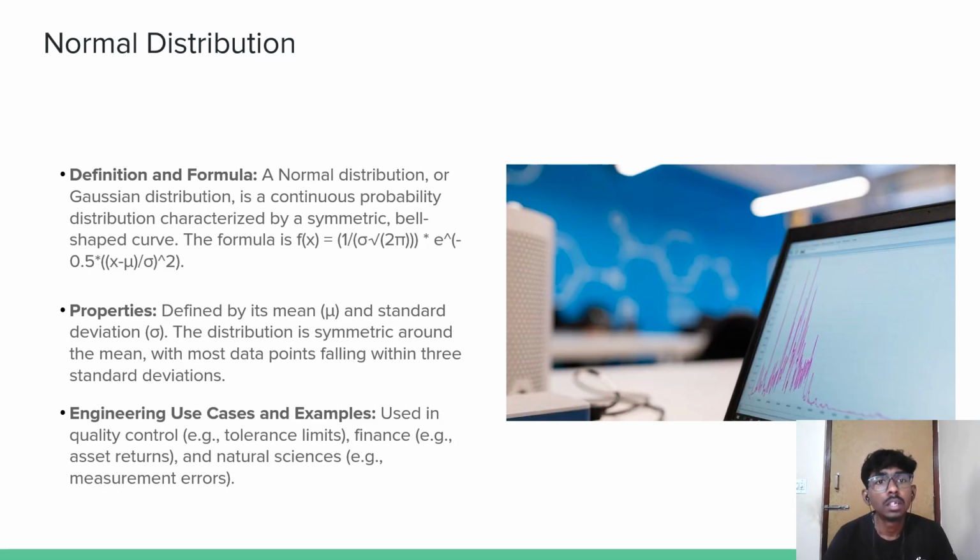Normal distribution. It is also called Gaussian distribution, a continuous probability distribution characterized by a symmetric, bell-shaped curve graph. Like the graph will be formed like a bell-shaped graph. Also, the properties are it uses mean and standard deviation. The distribution is symmetric around the mean. Most data points fall within three standard deviations. The common engineering use cases are quality control, finance, and natural sciences.